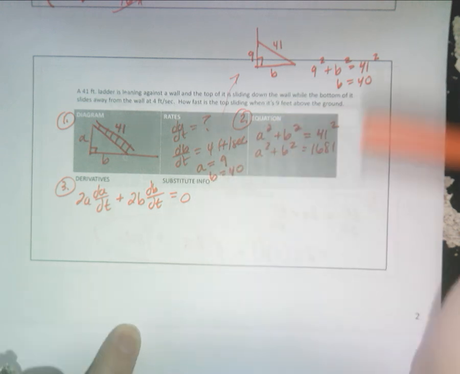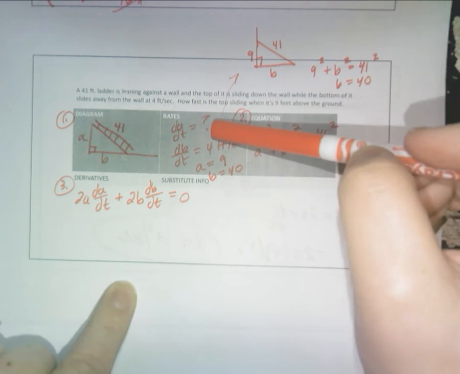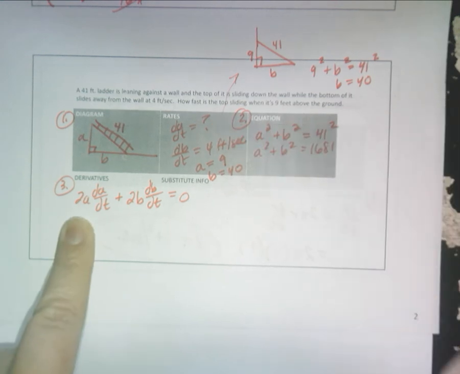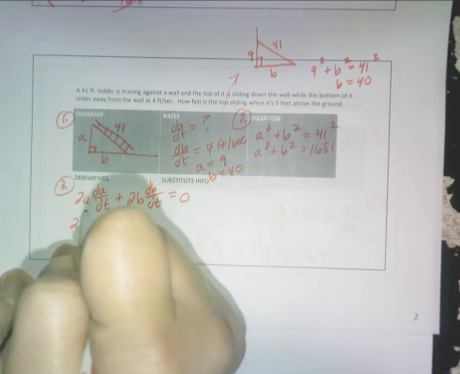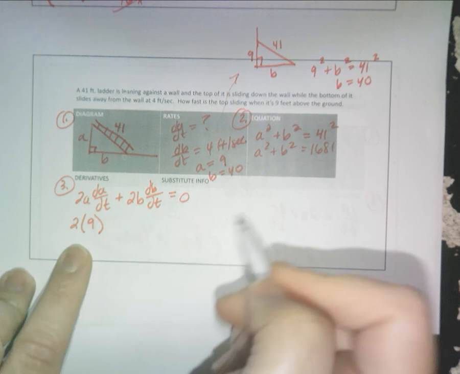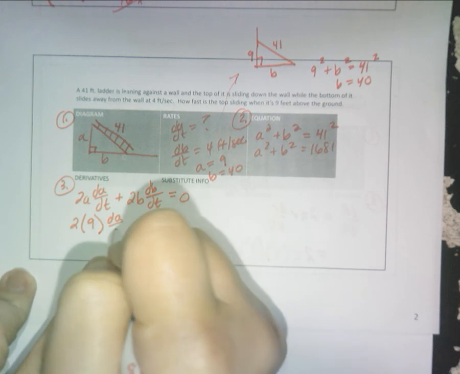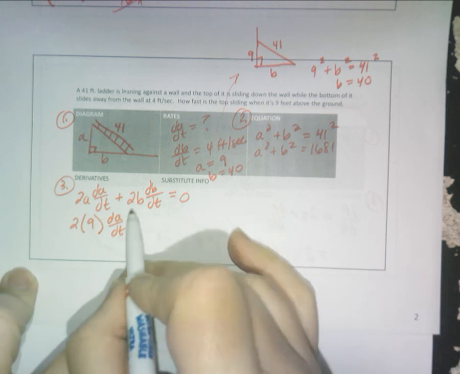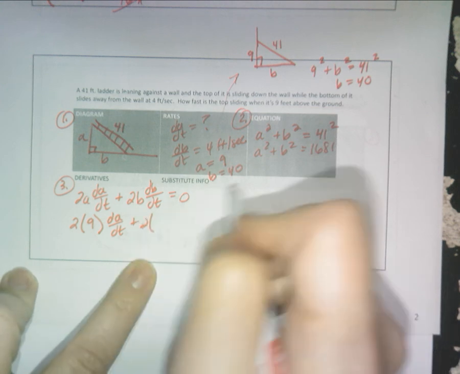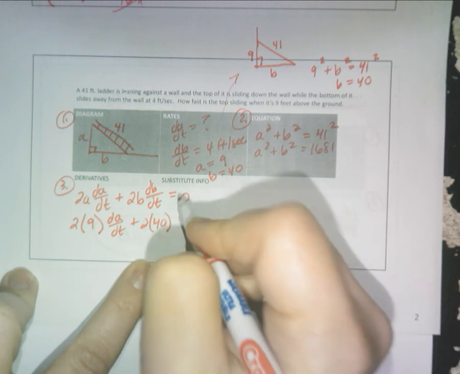Okay, so using all this information, plug this into equation 3 and let's see what we get. We would have 2 times, at the moment in time, A is 9, dA/dt, have no idea, we're going to figure that out. How fast is it sliding? 2 times B, at the moment in time, is 40, and dB/dt is 4.